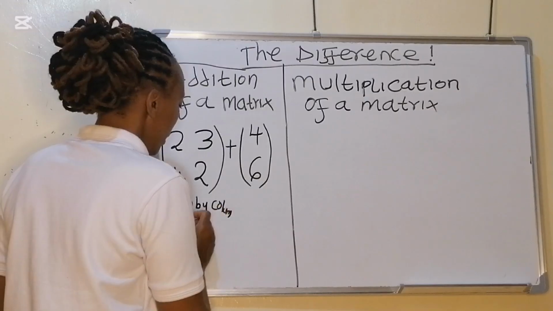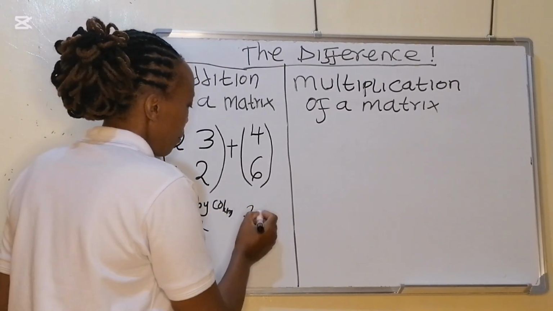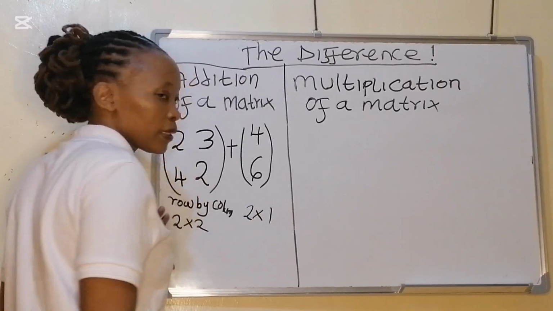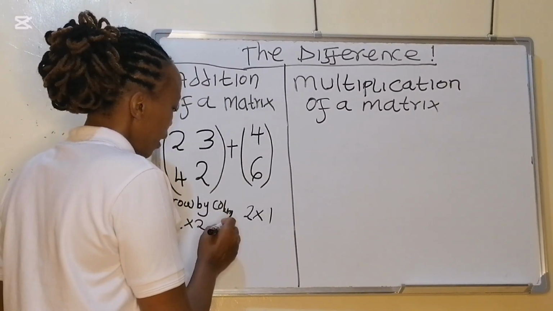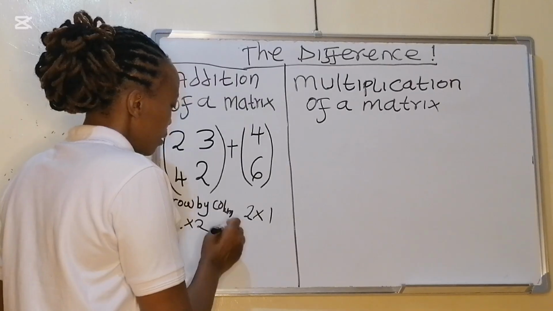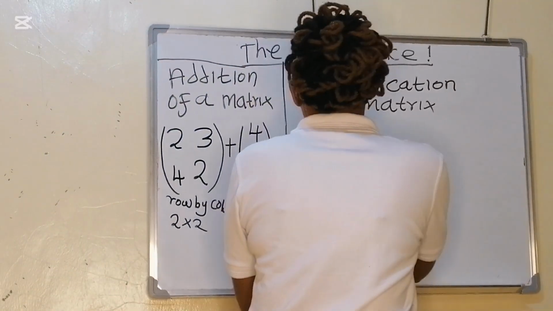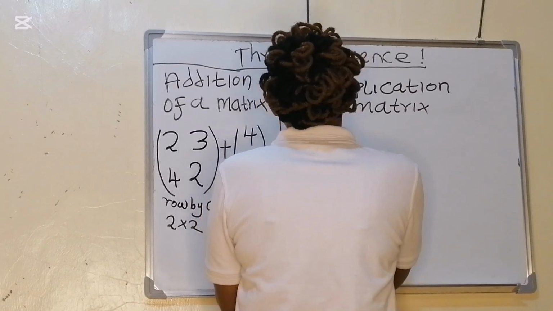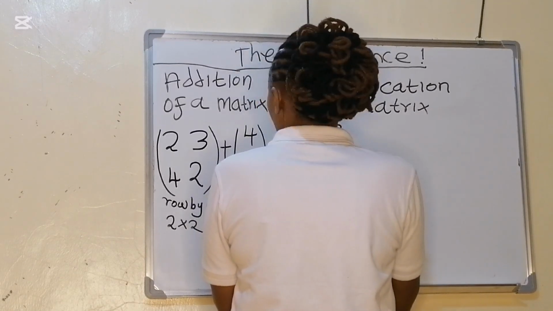The second one, we start with row. It has 2 rows. Okay? How many columns? This is 2 by 1. This is row by column. Okay? So you have seen row by column. Let's come here. Let's use the same one. 2, 3, 4, 2.